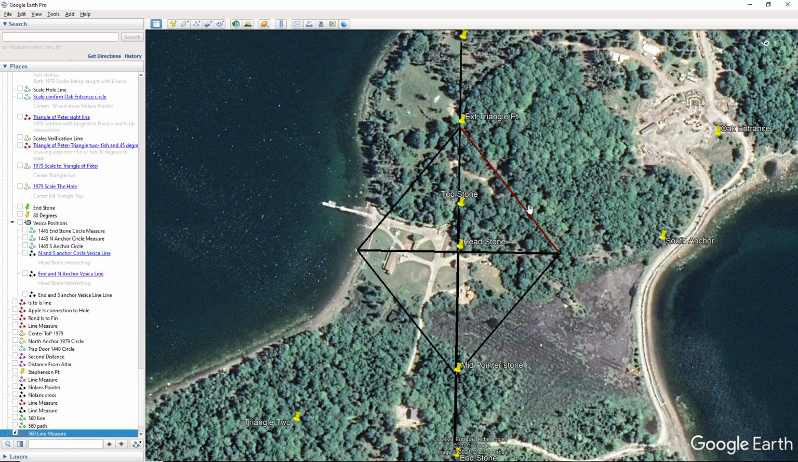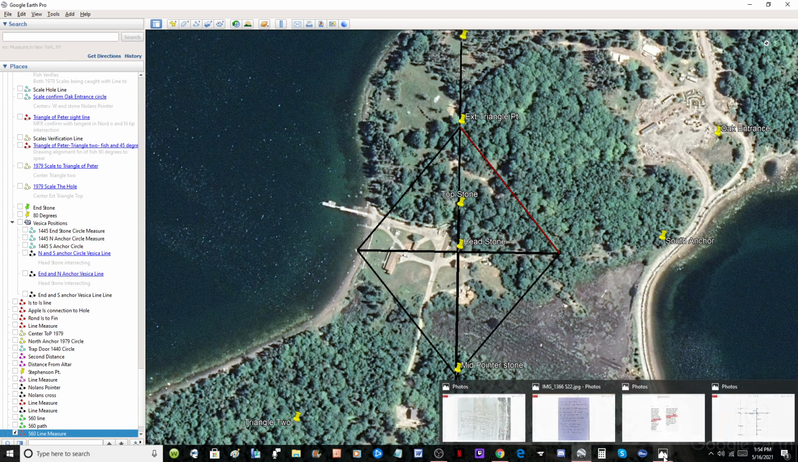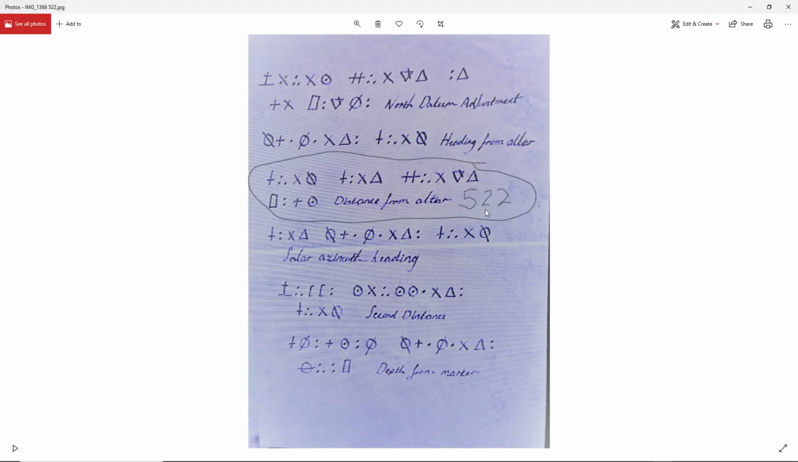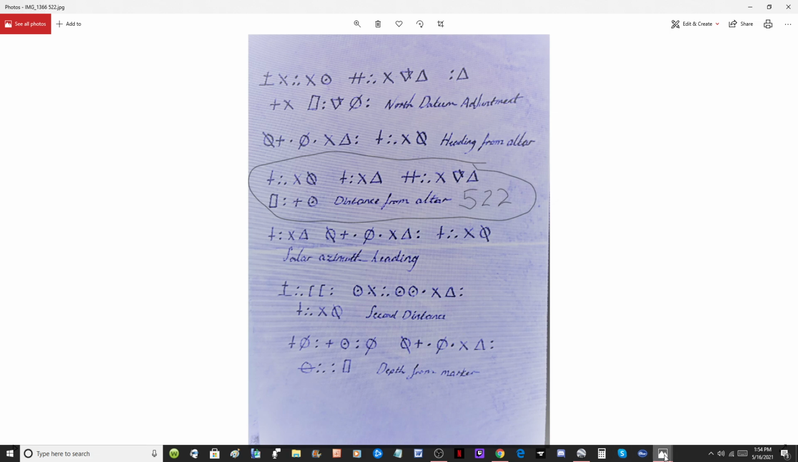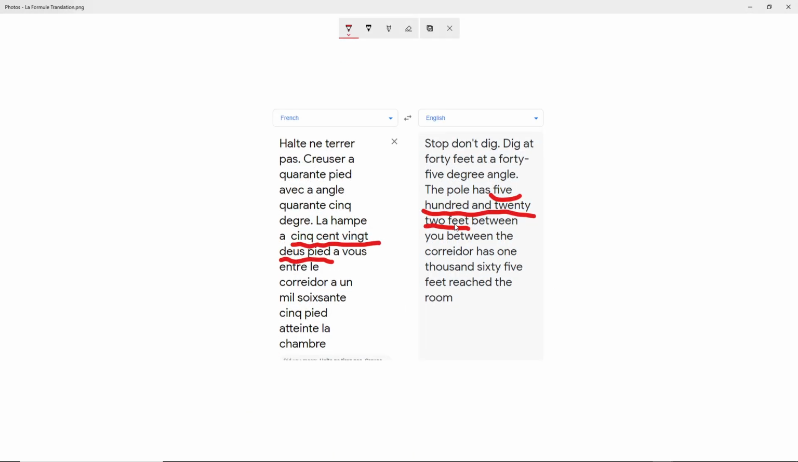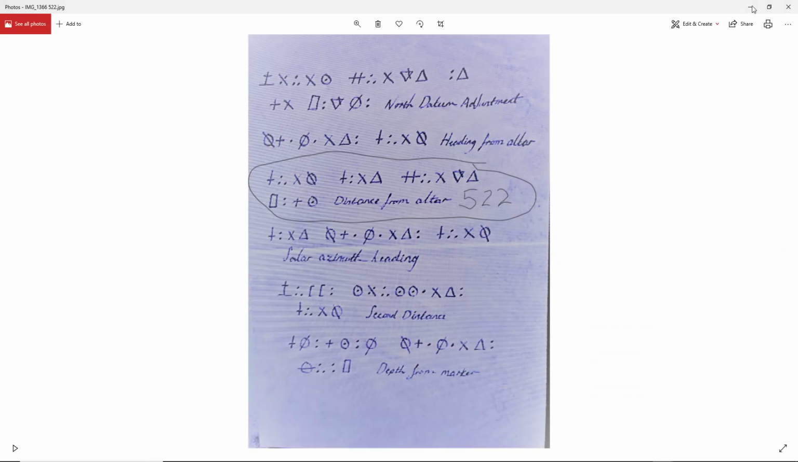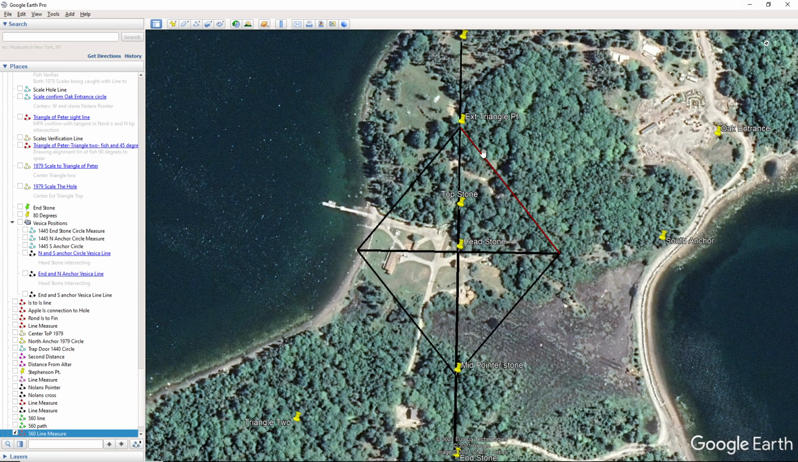This measurement right here is 522 feet. So this is part of Nolan's cross right down here. It is part of the geometry, and it is mentioned in 2 documents so far. It's mentioned in this one, 522 feet, and it's also mentioned in La Formula, 522 feet. And that means that Nolan's cross is connected geometrically to these 2 documents.